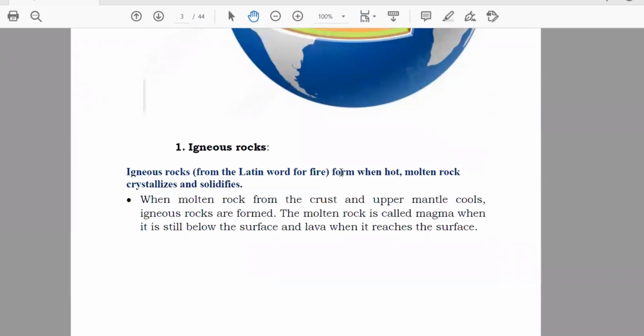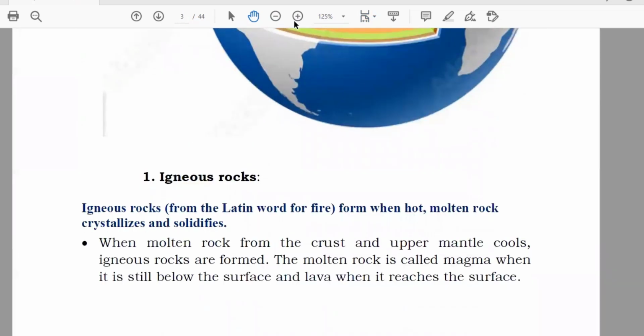Now we will see the different types of rocks. The first type of rock is igneous rocks. If you talk about igneous rocks, first of all, we see the definition: what are igneous rocks and how they are formed.